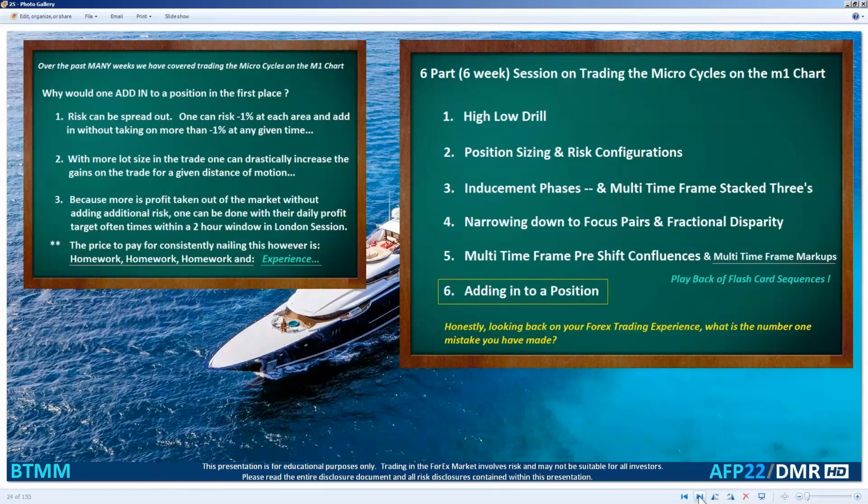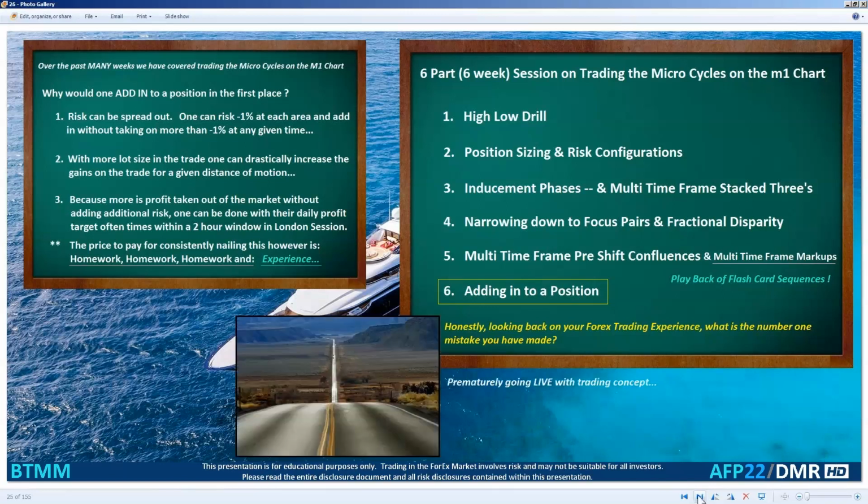Looking back over your Forex trading experience, what is the number one mistake you have made? I know I made this mistake. I know Steve made this mistake. I know probably everybody listening to this session knows this mistake. It's a very simple one. Prematurely going live with a trading concept. You don't know it deeply. You don't have the experience with it yet. Guess what? It's going to be difficult to execute clearly, right?